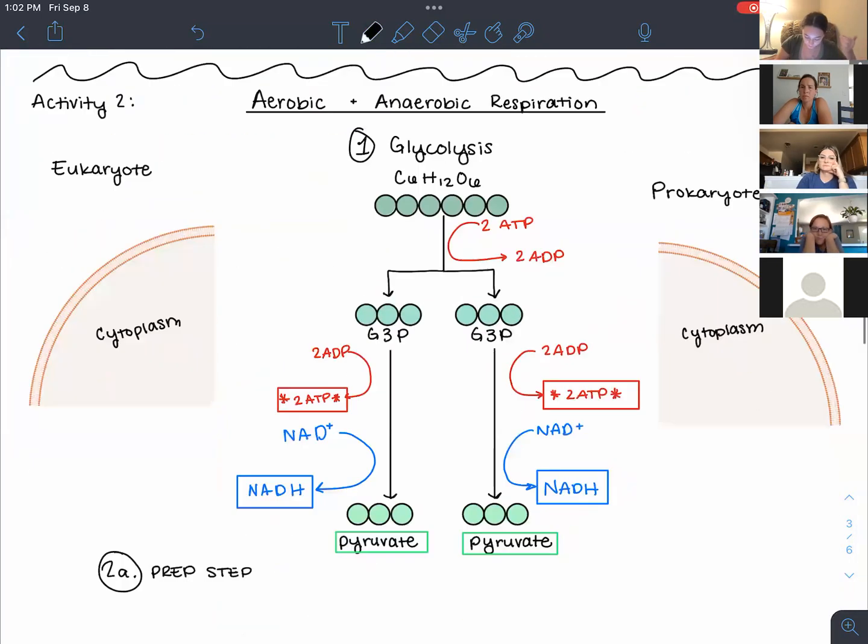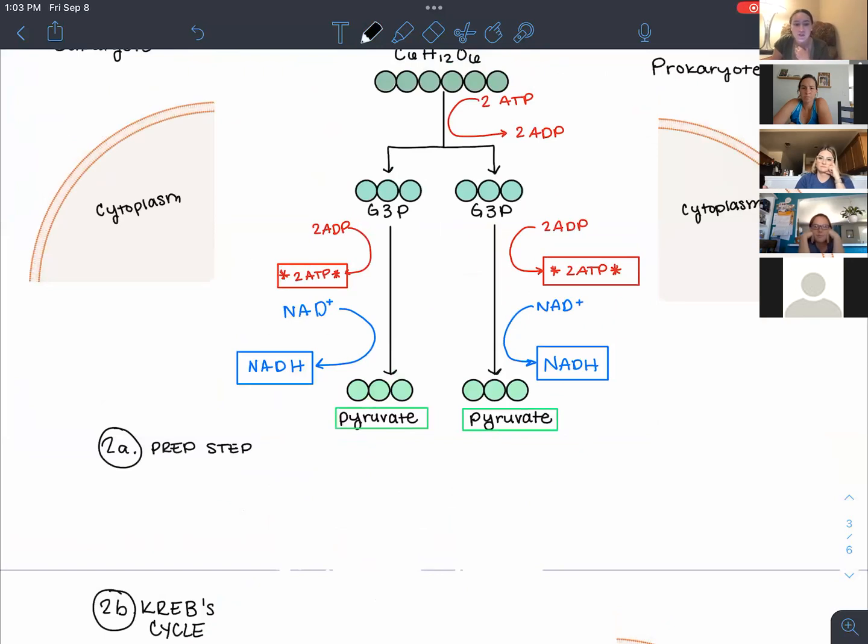Okay, so now what's our second step going to be? I called this 2A. I put the prep step and Krebs together. Pyruvate processing. What do we do in pyruvate processing? What are we trying to turn pyruvate into? We're oxidizing it to form acetyl-CoA and NADH.